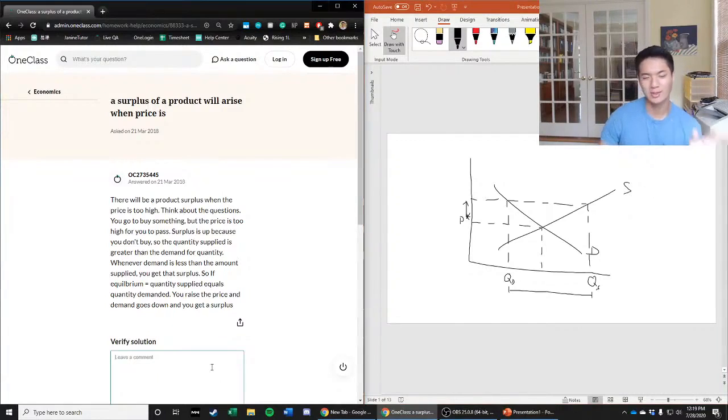So I think this is a pretty scattered answer. We're going to write a version of this that might more accurately explain what this question is probably trying to say, or what this previous tutor is trying to say. So if we draw out a supply and demand graph, we know that at equilibrium, when supply intersects demand, the quantity supplied is equal to the quantity demanded.